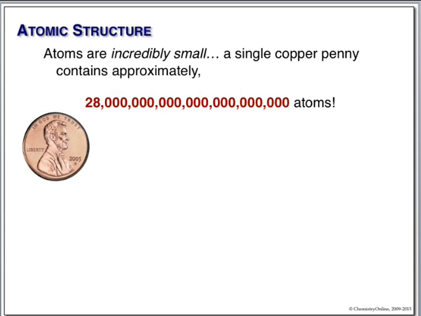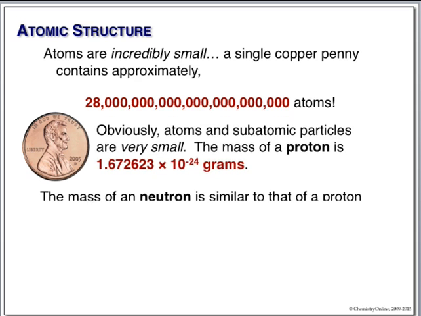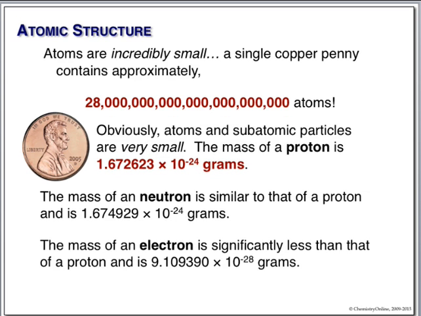Atoms are incredibly small. If we had a copper penny, there would be roughly 28 sextillion atoms in that penny. Now, of course, this is copper. It's just a very, very thin layer of copper, I think 0.08%, but nonetheless, if we had an old penny that's 90% copper or so, it would all be copper atoms.